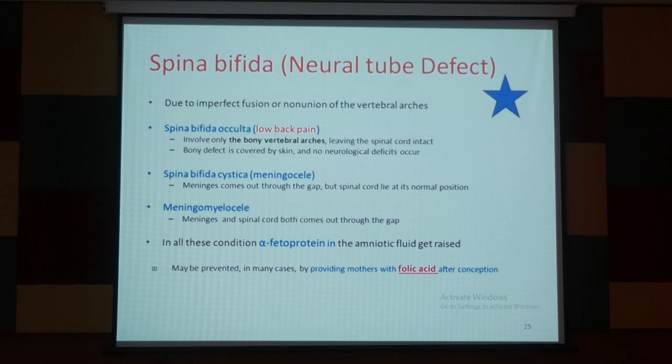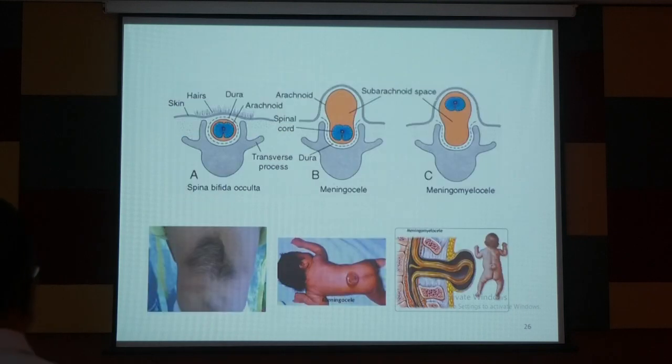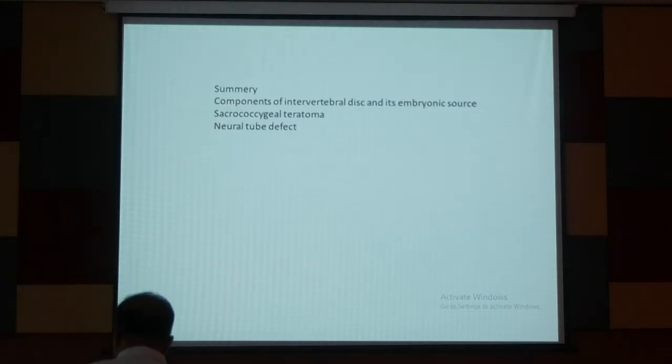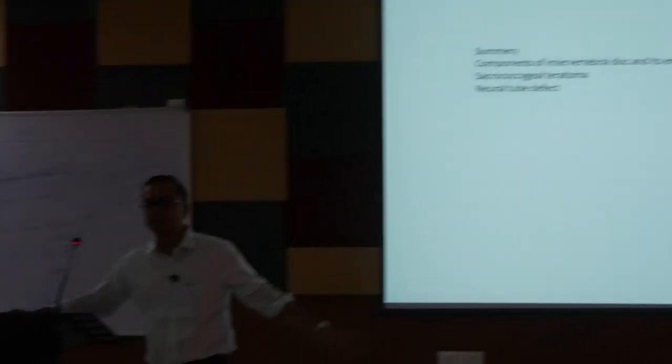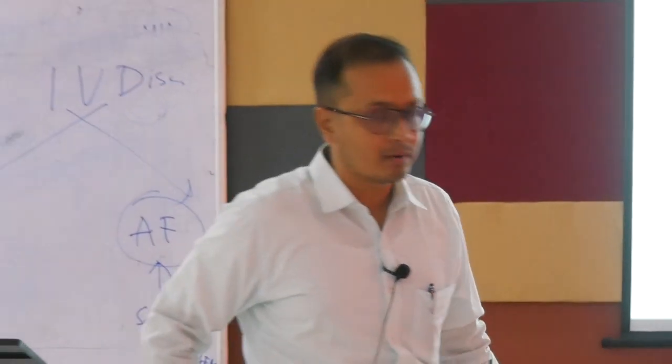Alright, I understand. So one piece at a time. Alright, so this is about the neural tube defect. You learned how to hold it and how to teach it. This is the summary of whatever you have learned, so make sure you understand these components.